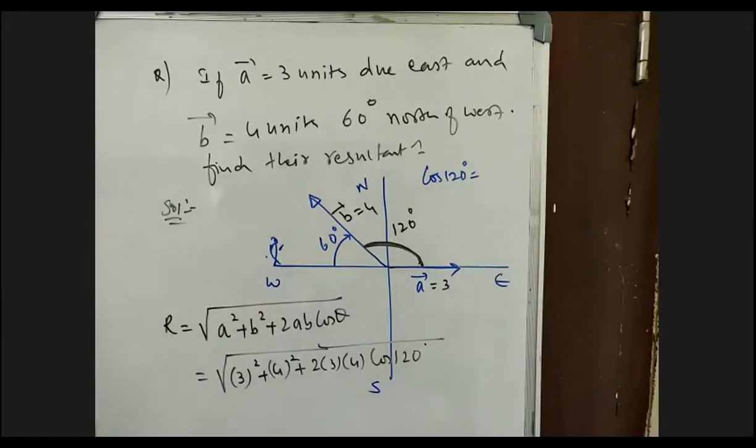Cos 120 is minus 1, right? Sorry, minus 1 by 2. Someone is telling me the answer. Okay. So 1 by 2 or what? Minus 1 by 2, somebody is saying. Yeah, someone is giving the correct answer. Minus 1 by 2. Cos 120 is minus 1 by 2.